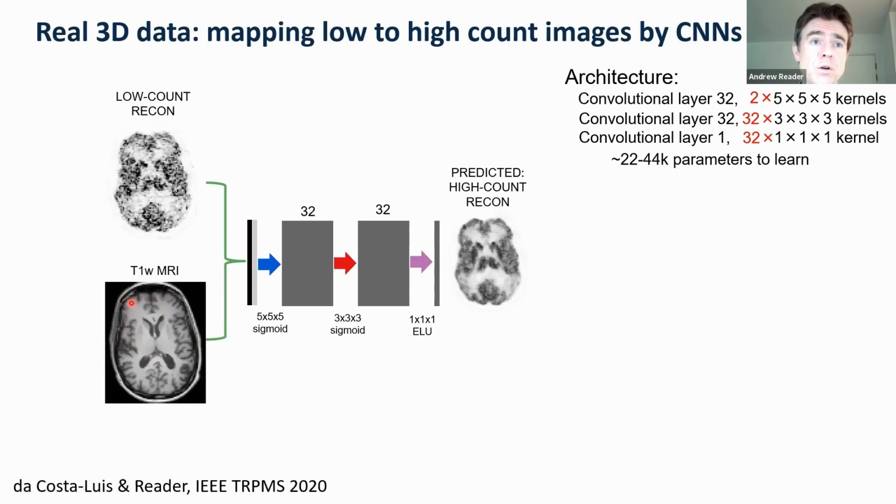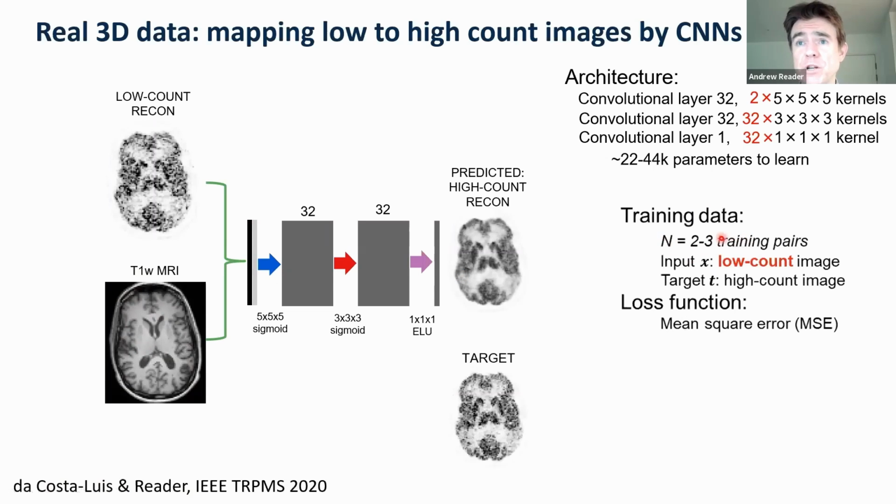Also, we used an MR image as the input here. So this is the MR and the PET as two input feature maps, if you like, to this series of convolutional layers. Training data was very limited in this case, only 2 to 3 training pairs, mapping low count to high count images. And again, we used the mean square error loss function. And the optimizer was a more hybrid version of stochastic gradient descent. I haven't got time to go into that in detail. And a very small learning rate, so very small updates of the parameters edging towards the minimum of that mean square error loss function. And obviously, you need to use validation data during your training as well to decide when to stop the training process.